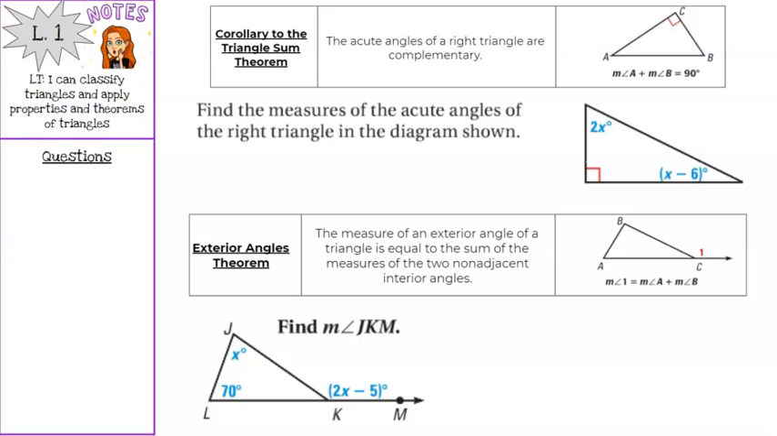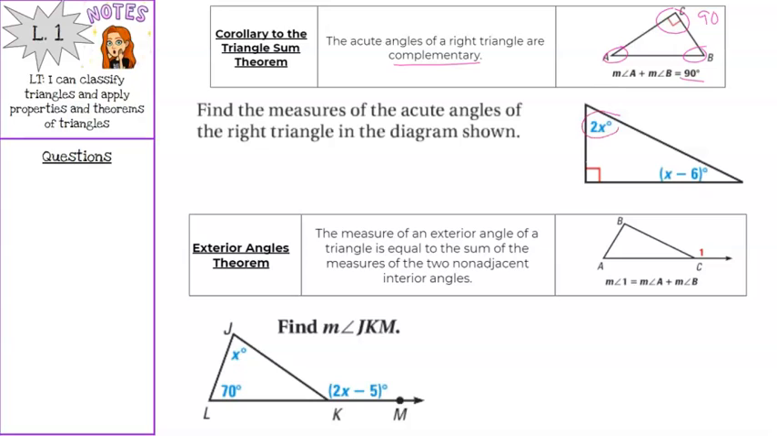The triangle sum theorem tells us that the interior angles of a triangle sum to 180. In addition to that, if you have a right triangle, with one angle 90 degrees, then the other two angles are going to be complementary, or add to 90 degrees. So we're going to use that in this practice problem. Find the measures of the acute angles of the right triangle in the diagram shown.